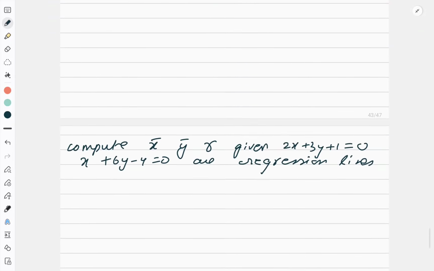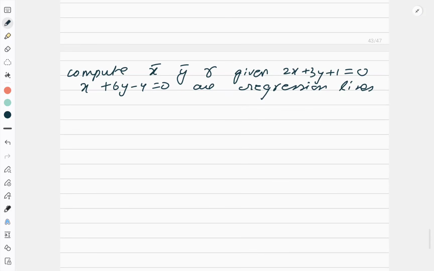Now let us do one more similar question. Again you have to find x bar and y bar and r, and the equations are given. Correct? So now first step, when you find x bar and y bar, x bar will be minus 2 and y bar is equal to 1. I'll suggest you pause the video and solve it yourself and check whether you are getting the correct answer or not.